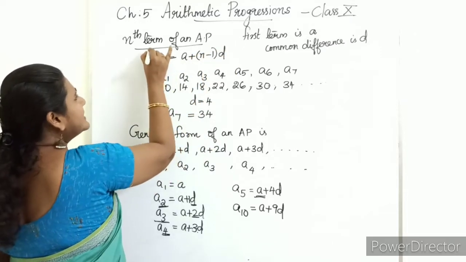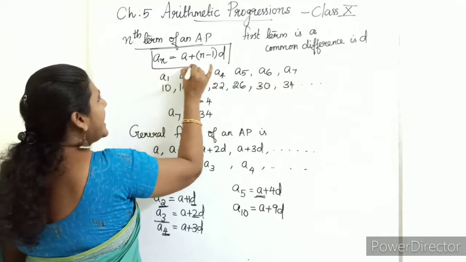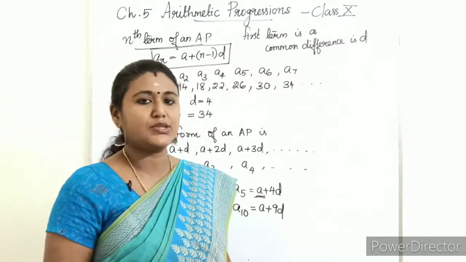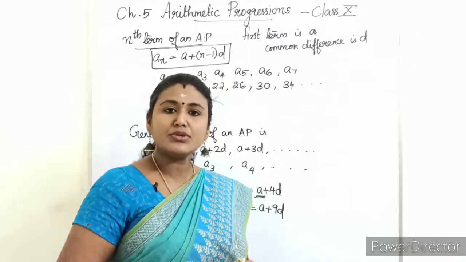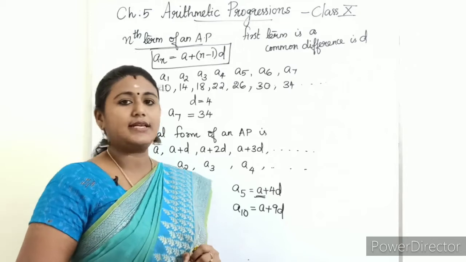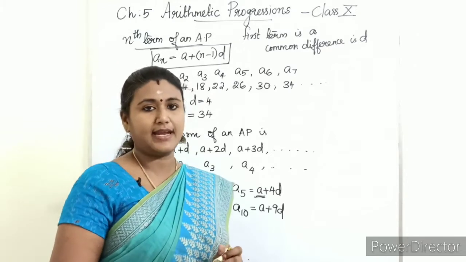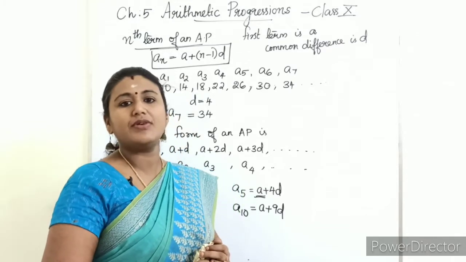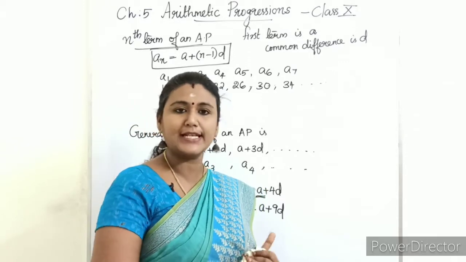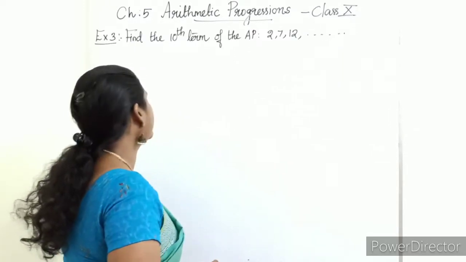So the nth term formula is An equal to A plus n minus 1 into D. This formula we will use to find the nth term of an AP. Not only the nth term, but also how many terms there are in an AP, for this also we will use this formula. Now we will see a few example questions based on this formula. Example 3.